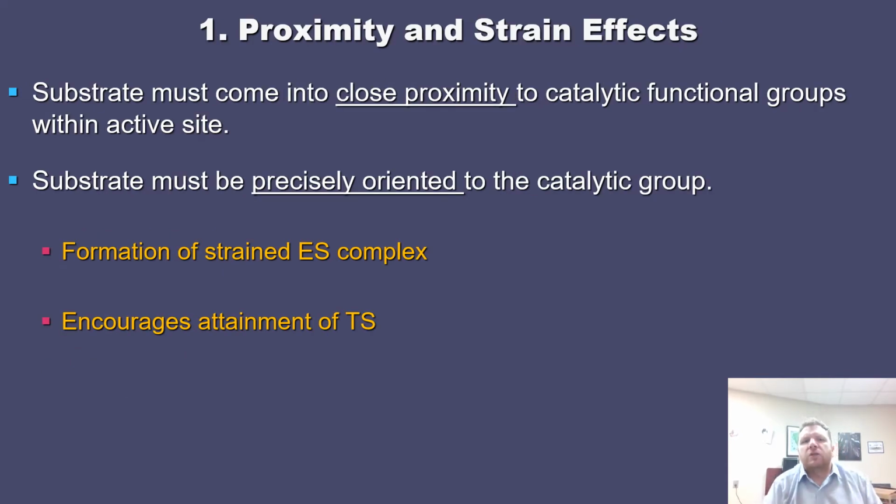Now, when it comes to proximity and strain effects, the substrate may come into very close proximity to catalytic functional groups within the active site. The substrate may precisely orient to the catalytic group, and the formation of a strained ES, or enzyme substrate complex, is going to take place. It's kind of inducing the substrate to contort itself to be in that transition state. Because if you think about a substrate, it's going from a substrate initial state to a final state, or a product state. And what bridges the gap between those two spaces is what's known as a transition state.